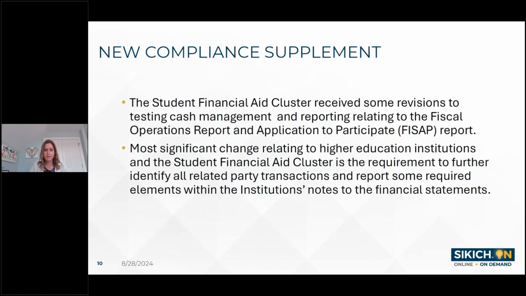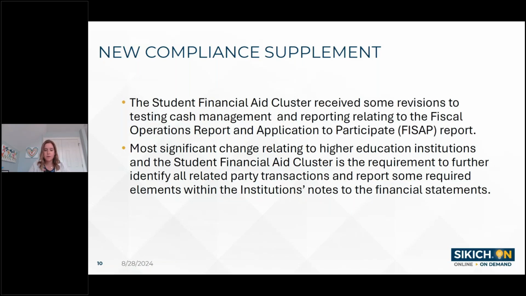The other area of the compliance supplement that saw some new guidance deals with the student financial aid cluster. For any organizations receiving those funds, there were some revisions to requirements for how auditors are going to be testing cash management and reporting aspects of that program.